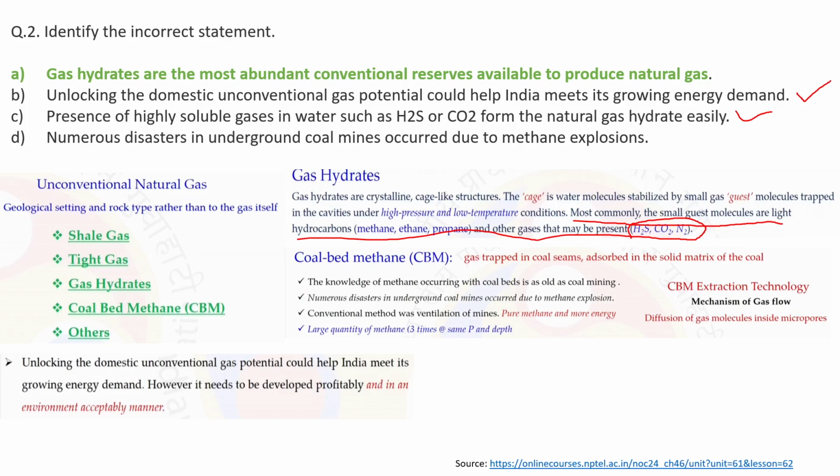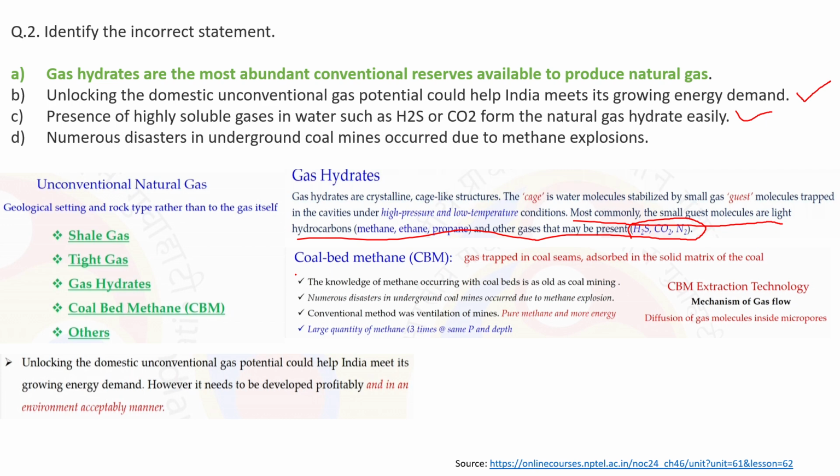Option D, the numerous disasters in underground coal mines occur due to methane explosion. So, when we studied about coal bed methane, which is the gas trapped in coal seams, absorbed in the solid matrix of the coal.